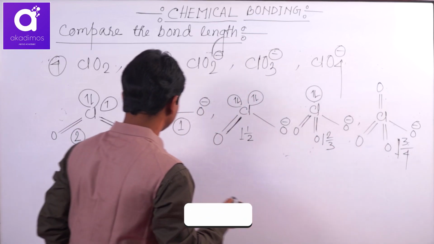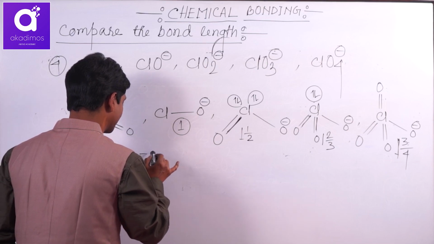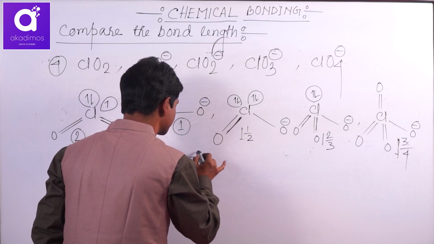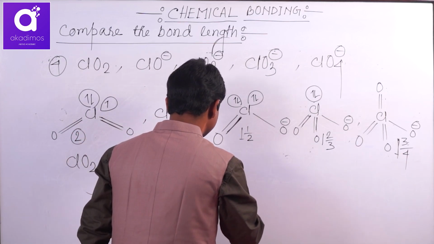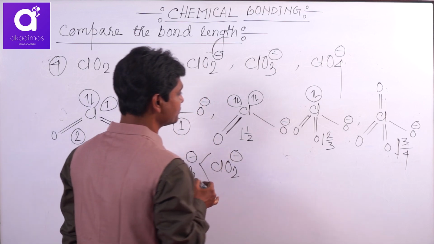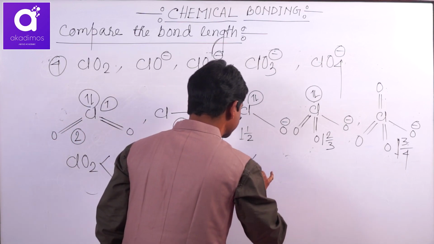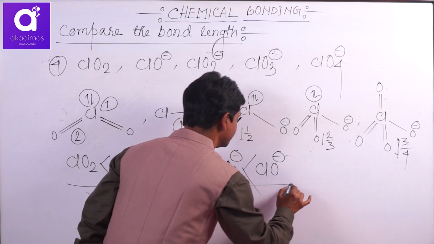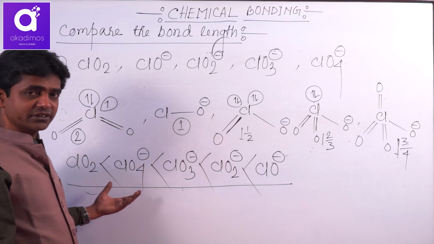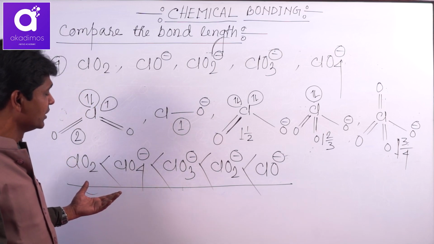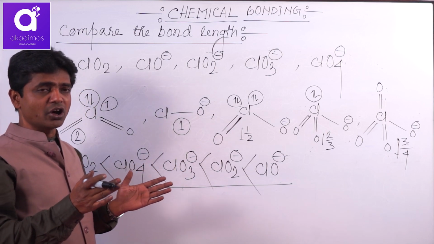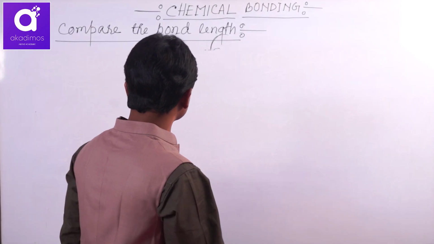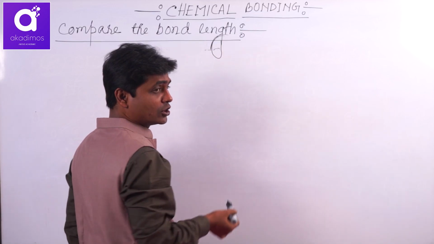Then ClO4 minus perchlorate, then chlorate ClO3 minus, then ClO2 minus, and hypochlorite has the maximum bond length. You got an idea about the ClO bond length, a very clean and important example from which you get the chlorine-oxygen bond length order. Dear students, similarly I am going to give the fifth example, which is also important.